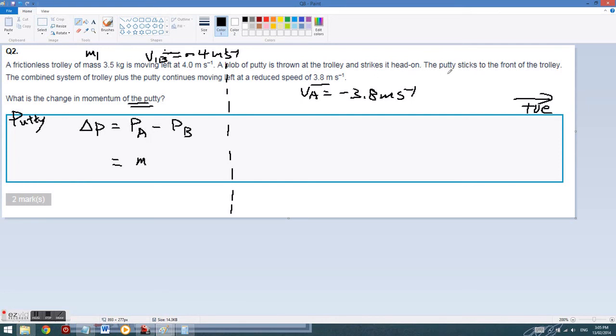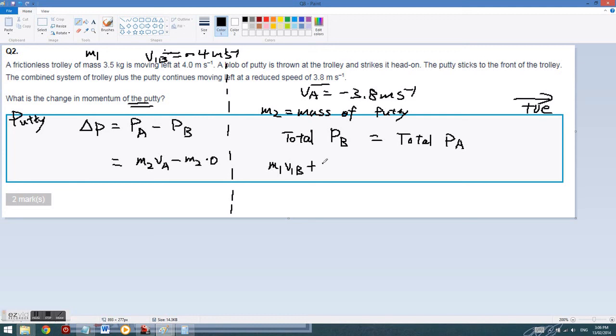Let's write down the mass of the putty will be M2. So M2 after, take away M2 times 0, because initially it's thrown, so initially it should be 0. Now we need to find M2. So let's find M2 from the conservation of momentum. Total P before equals total P afterwards. The momentum before will be M1 V1B plus M2 times 0, because the initial velocity will be 0 for the putty.